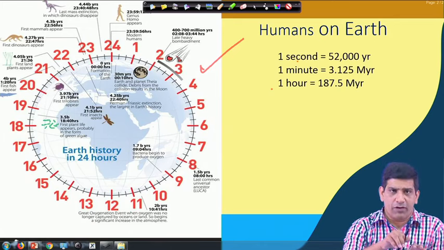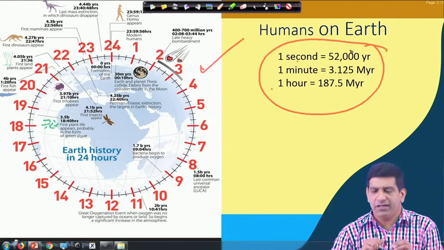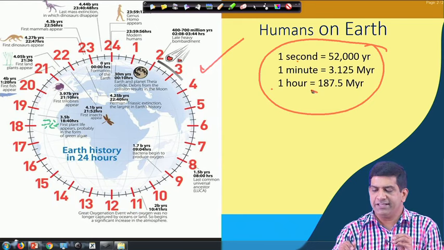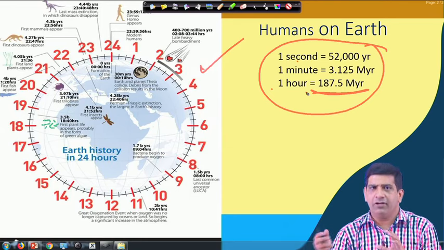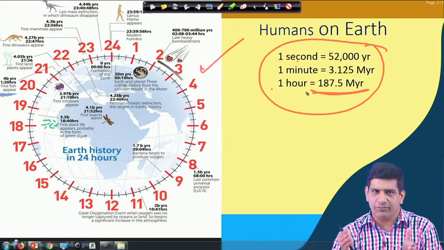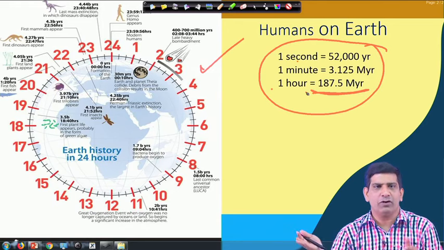If you put 24 hours, then in this case 1 second becomes 52,000 years, 1 minute becomes 3.125 million years, 1 hour is 187.5 million years. Just to make sure that you are with me, what we are trying to do is take the entire life of Mother Earth and put it on a scale of 24 hours because it is easy for us to understand. On this scale, 1 second actually means 52,000 years. As soon as 1 second is over, 52,000 years is over.